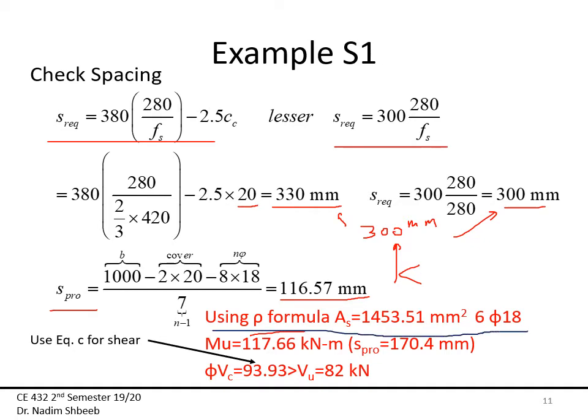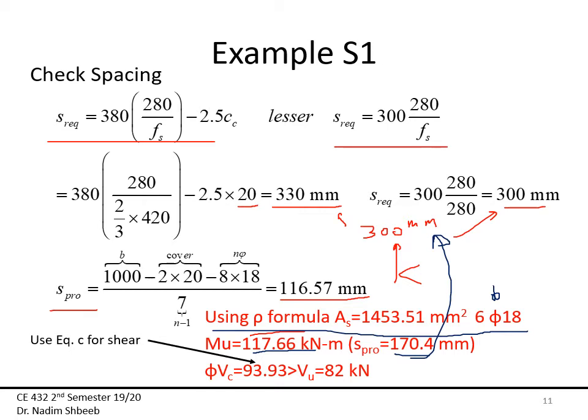And from that, I calculated area of steel directly. And instead of having 8 phi 18, I'm getting 6 phi 18, which will give me an ultimate moment of 117, which is a lot closer to 112. So I'm liking that much better. Again, if I calculate the provided spacing, it's 170.4, so it's more than the 116, but still less than 300, so I'm fine. Now, shear.